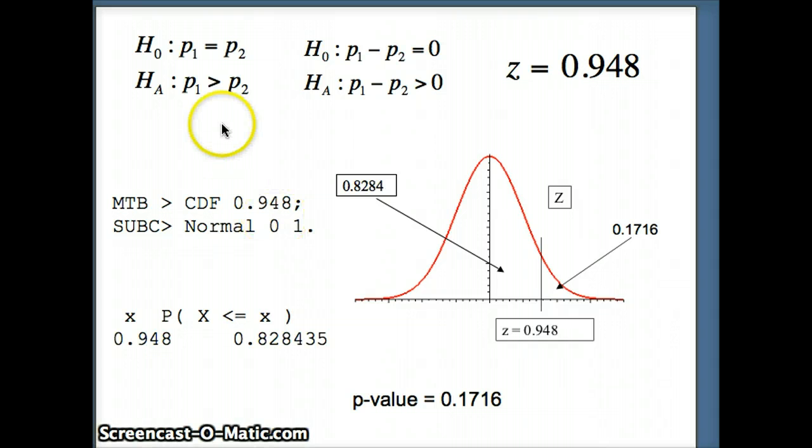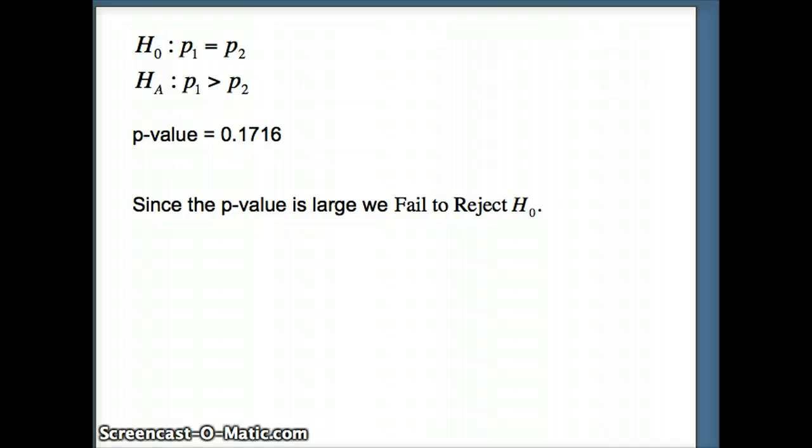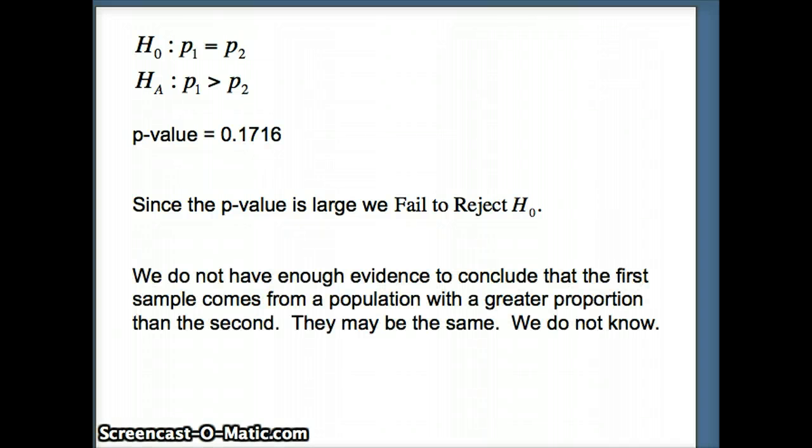So assuming these two samples came from populations with equal proportions, the chances of getting numbers this different just by random chance is 17%, and that's fairly high. So essentially we have to recognize the fact that H0 could be true. We don't have enough evidence to throw it out. We have to retain H0 as possible. So indeed, our p-value is 0.1716. Since the p-value is large, we fail to reject H0. So we do not have enough evidence to conclude that the first sample comes from a population with a greater proportion than the second. They may be the same. We don't know.